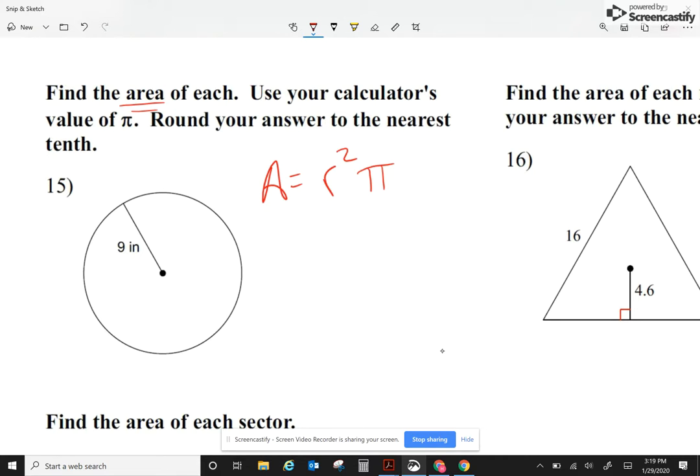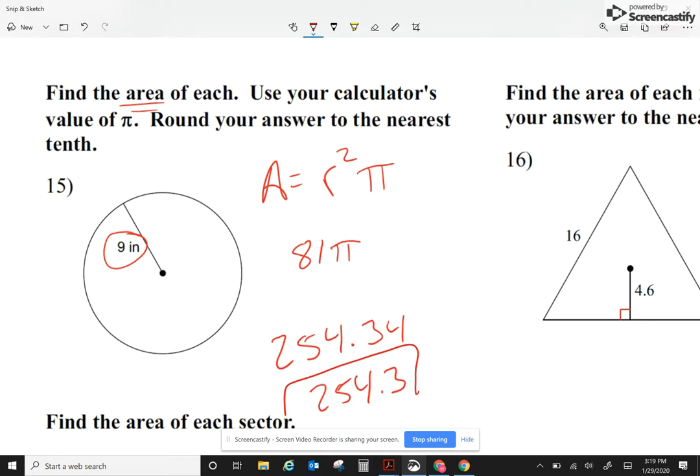So in this case, I get 81 times pi. The 81, because I went 9 times 9. The radius is 9. In my case, I'm going to use 3.14 for pi on my calculator. It tells me 254.34. So that is 254.3. I round it to one decimal place. I am multiplying it by pi as a decimal because it is said in the instructions. On the quiz tomorrow, I'll give you 2 of these.